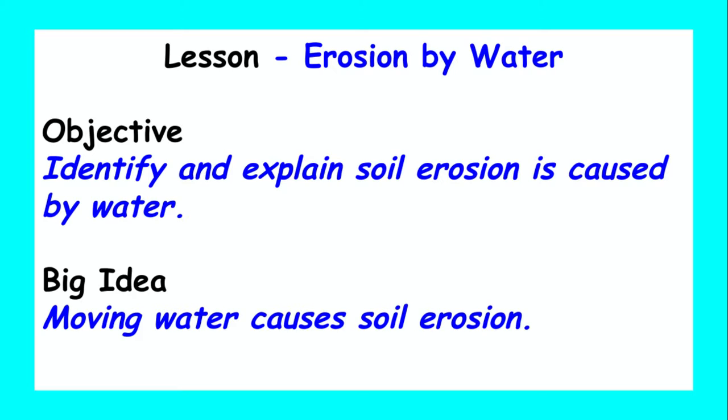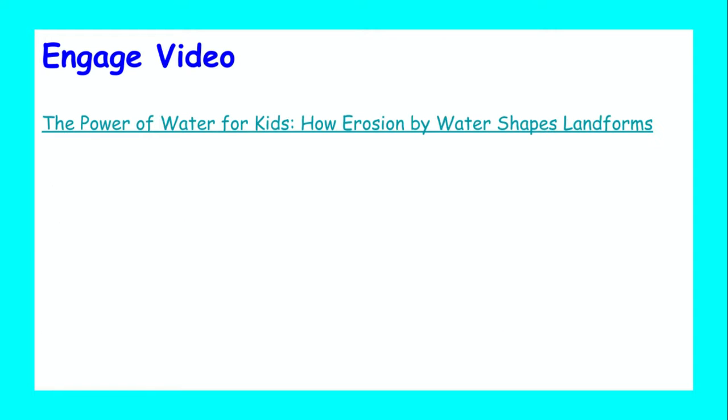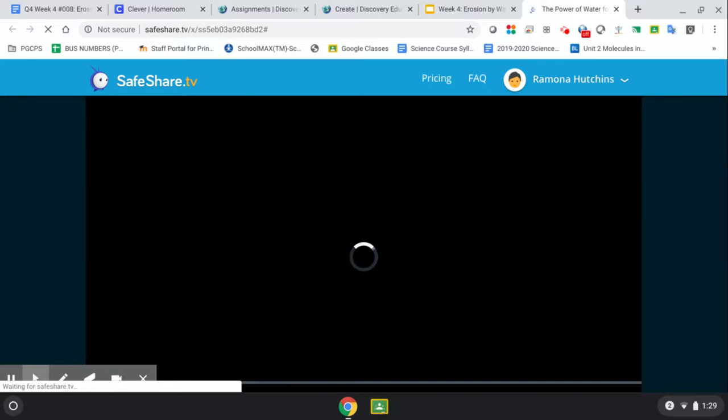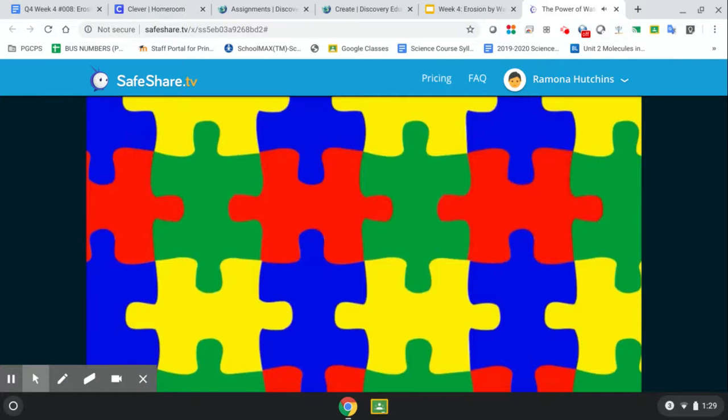The objective of this week's lesson is to identify and explain soil erosion caused by water. So the big idea here is that moving water, whether it's liquid or frozen, causes soil erosion, which can affect the shape of a landform. We're going to watch this Engage video, The Power of Water for Kids, How Erosion by Water Shapes Landforms. When you click on it, it's going to take you to safeshare.tv. The reason that I have this link embedded here is to protect you from having to watch ads and commercials.